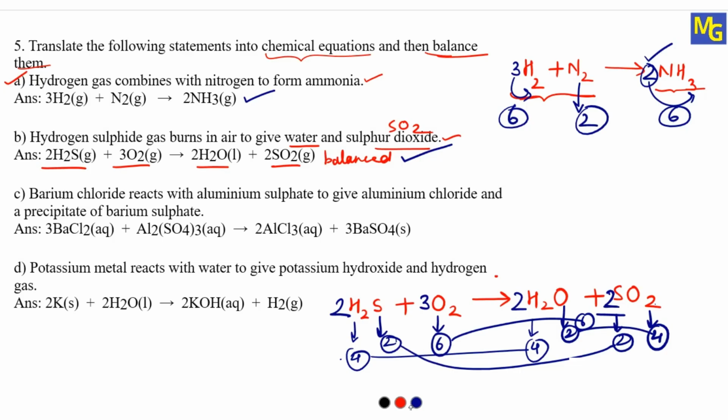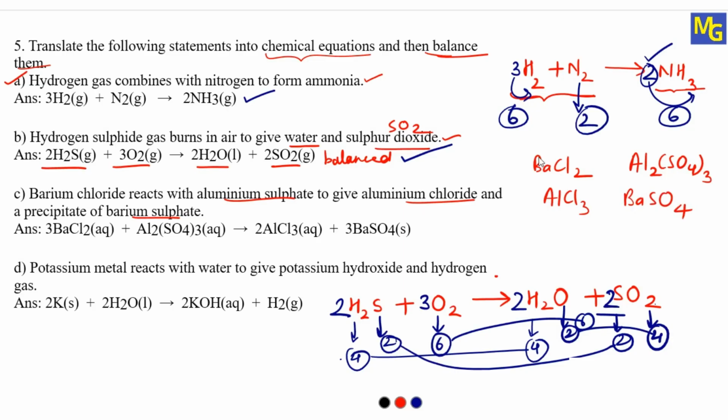Now we will see the C. Barium chloride reacts with aluminum sulfate to give aluminum chloride and a precipitate of barium sulfate. First we should know the formulas of all. Barium chloride formula is BaCl2. Then aluminum sulfate formula is Al2(SO4)3. Then aluminum chloride formula is AlCl3 and barium sulfate formula is BaSO4.